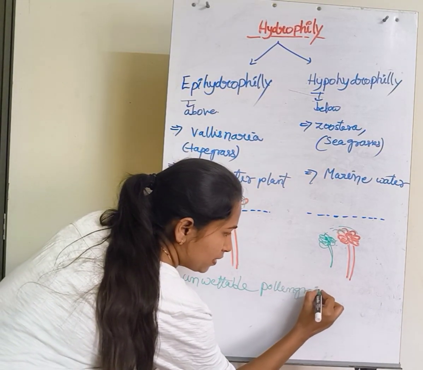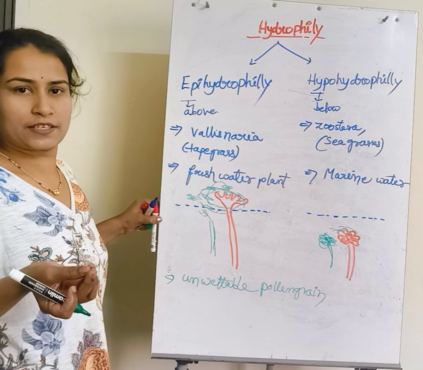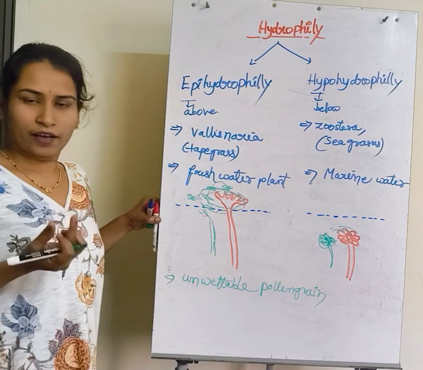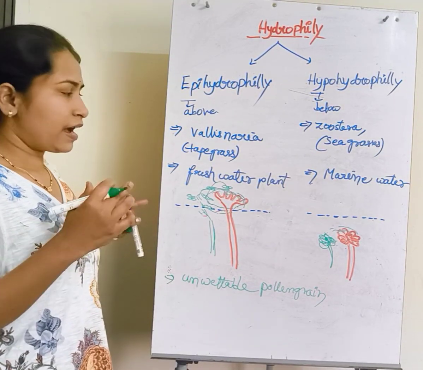Why? In water, the pollen grains are unwettable because they are covered with a mucilaginous covering.